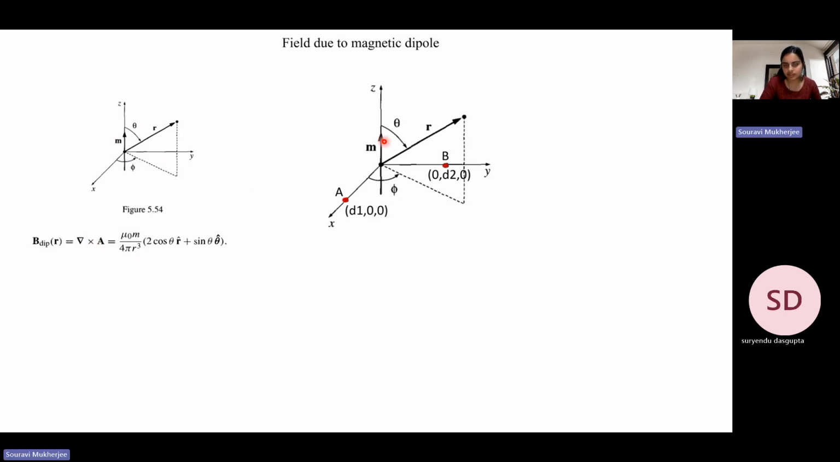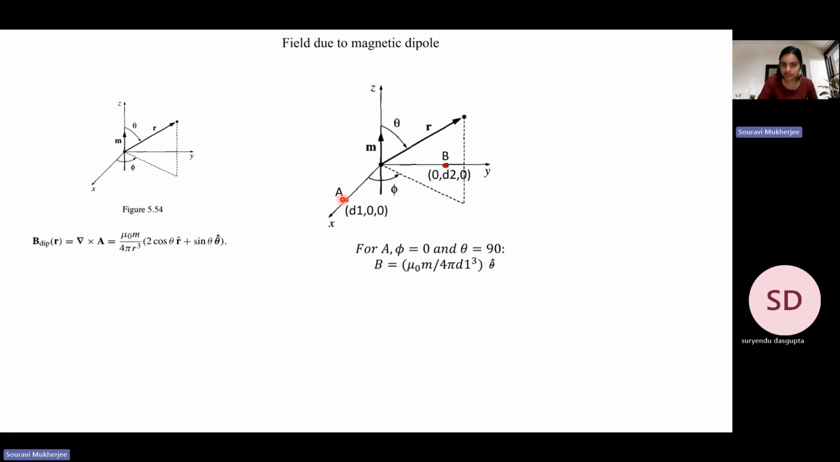Suppose for this question it is said that there is a magnetic dipole, and you have to find the field at point A. For point A, what is the value of phi? The value of phi is 0. What is the value of theta? Because point A is in the xy plane, the value of theta is 90. Once you know phi and theta, you can write an expression for the field of a moment m at distance d1. Just try using this relation, and this is your expression for magnetic field at this point.